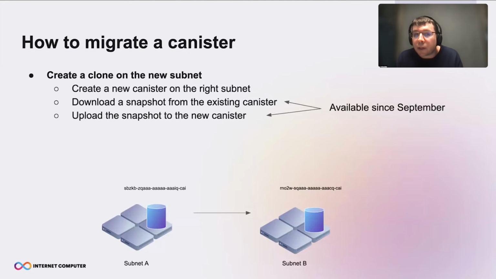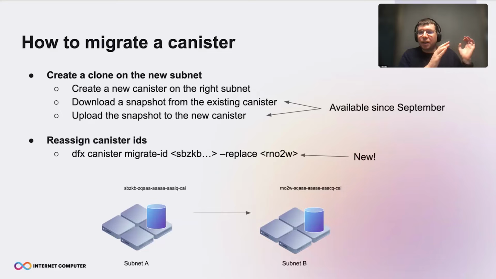So what you can do now is you can take a snapshot of the old canister, download that snapshot, re-upload that snapshot to your new canister, and now you have cloned the code. However, this only gets you to like the picture below. You now have a clone on the right subnet, but this canister still has a completely different canister ID. And the part that is missing and the part that is now new is a command to get this last step the way there.